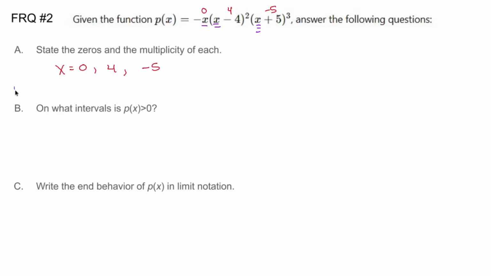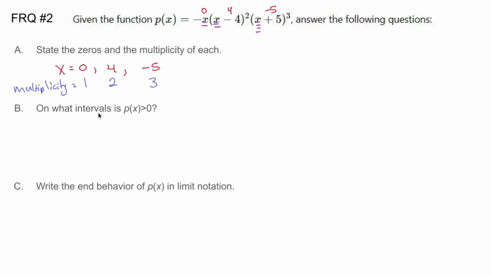Now the multiplicity for each is completely dependent on how many exponents are attached to that factor. Negative x has an invisible exponent of 1, which means the multiplicity is 1. 4 has a multiplicity of 2 because of its exponent, and negative 5 has a multiplicity of 3 because of its exponent. Okay? So there you have it. There's our multiplicity. There are our zeros. Now we can use this information plus a little bit more to answer B.